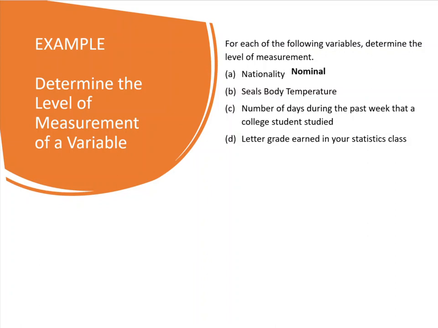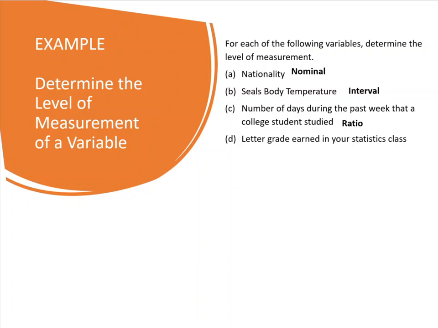What about a seal's body temperature? I can measure that body temperature, and it's going to have an even number of increments between values. Another way to consider this is, could there be a 0 body temperature? If there was, that would have to imply no body temperature for ratio. Since the 0 body temperature has to have meaning, we would say that would be interval. What about the number of days studied during the past week? Well, 0 days studied means no days studied, so that has to be ratio.